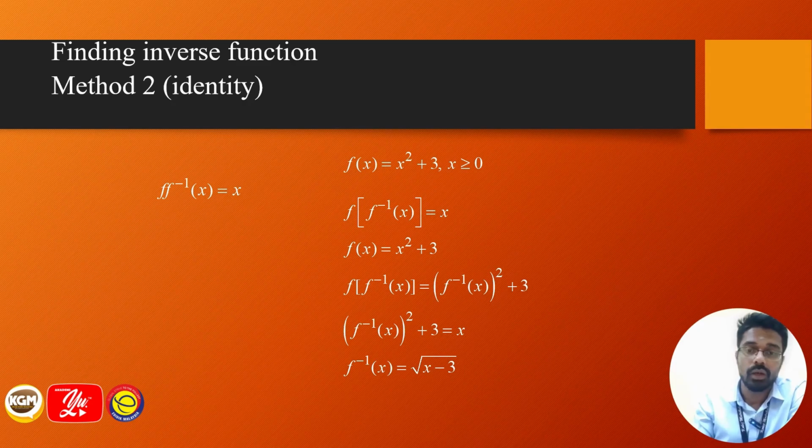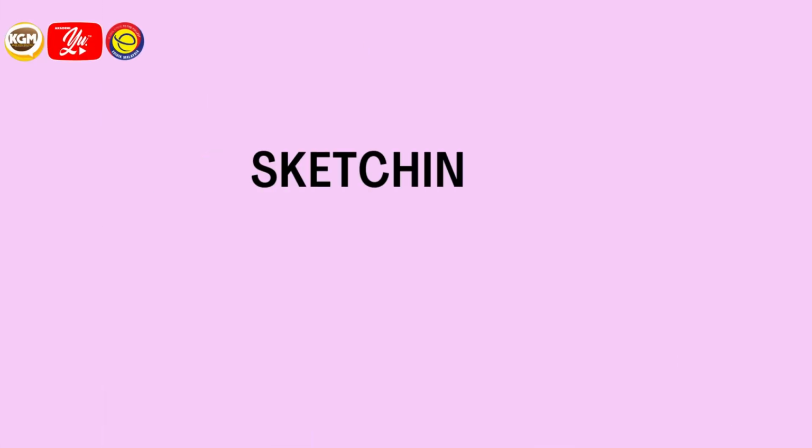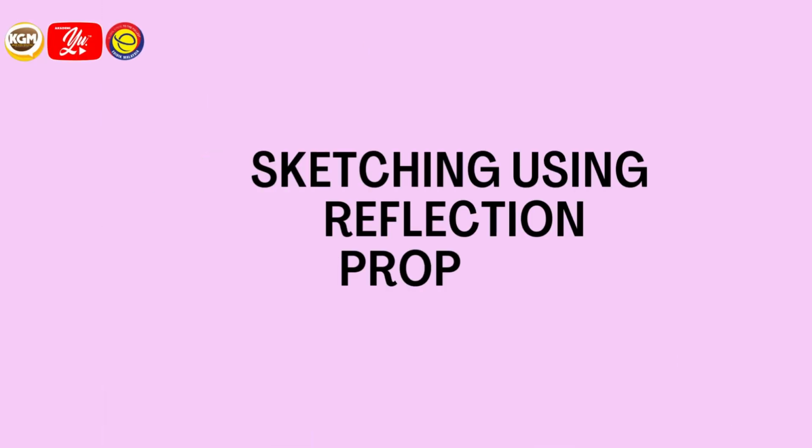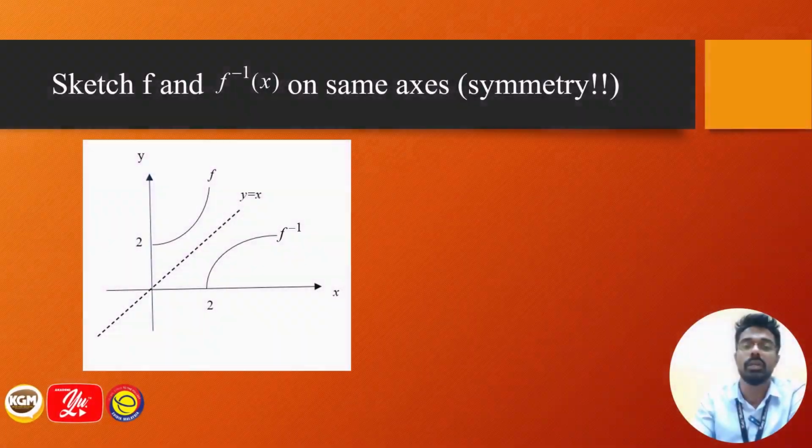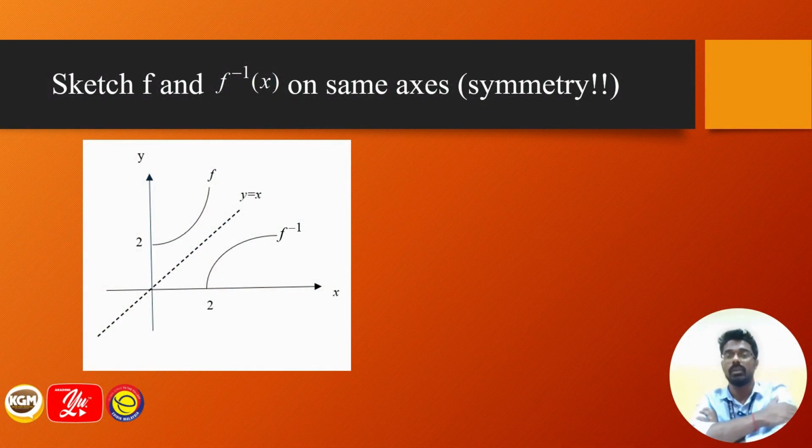Now we've got our inverse. Normally they will ask you to sketch f and its inverse on the same axis. So here is where they are. Please make sure you come up with your symmetry, you show your symmetry. What do I mean by that?